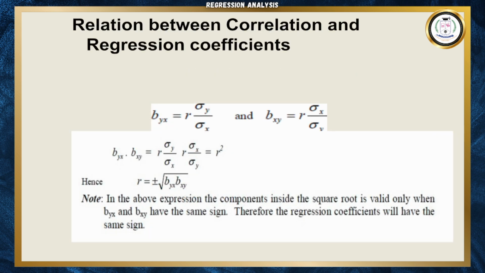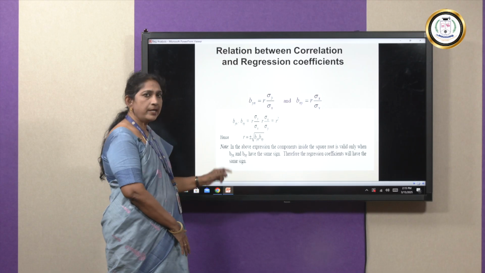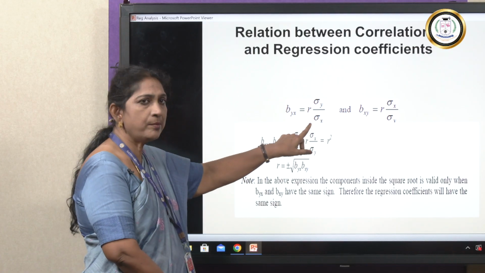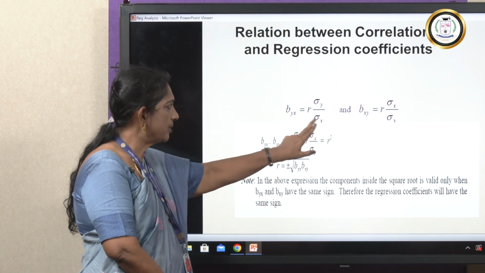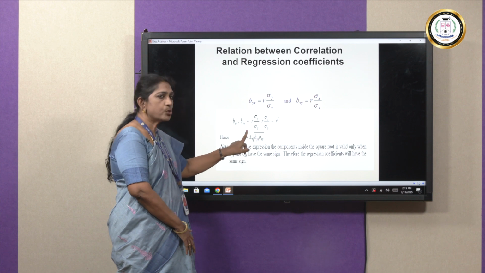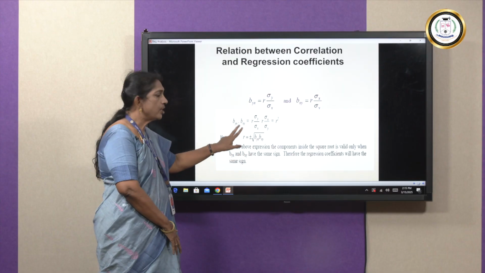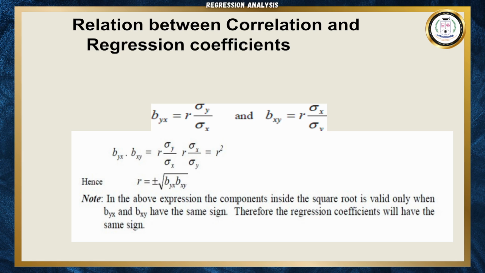Now, the relationship between correlation and regression coefficients. So already in the previous video, I have explained about regression analysis. Now, this is the relationship between correlation and regression analysis. Byx is r into sigma y by sigma x, and bxy is r into sigma x by sigma y. So if you multiply the two regression coefficients, you will be getting r square. So r is equal to square root of byx into bxy. That means it is a geometric mean between the two regression coefficients. So the conclusion is the correlation coefficient is equal to square root of bxy into byx.